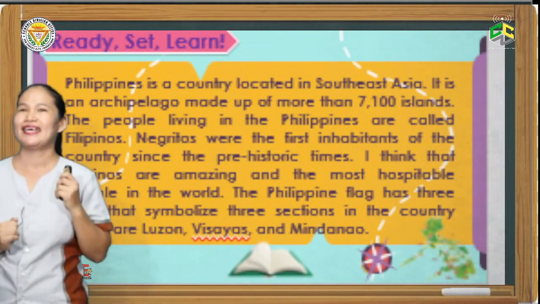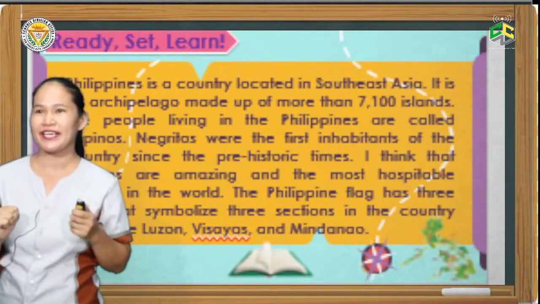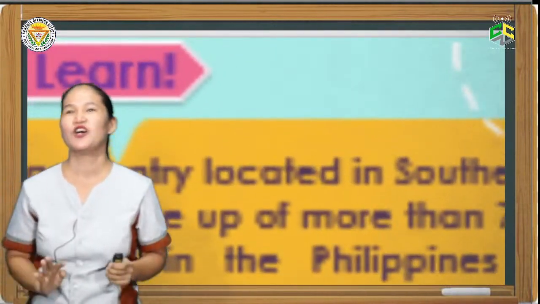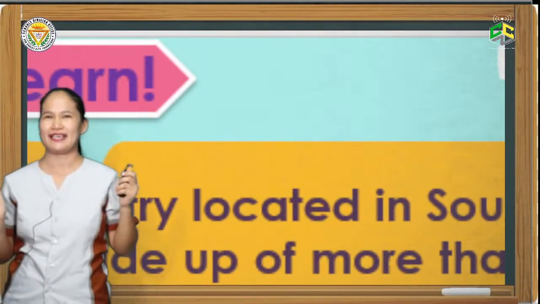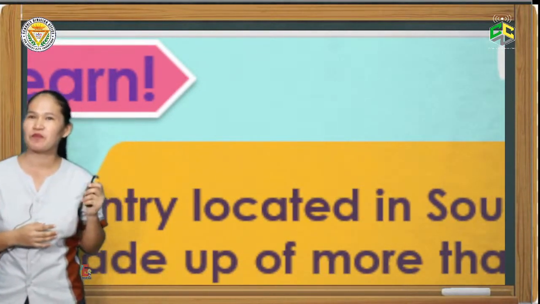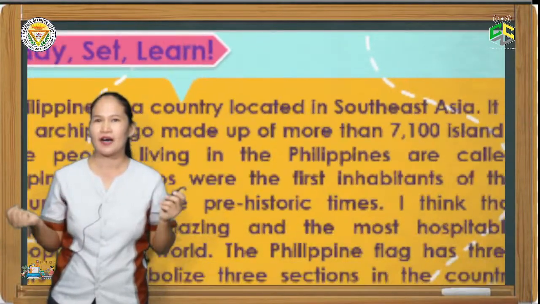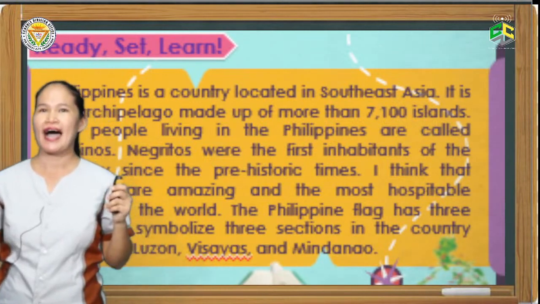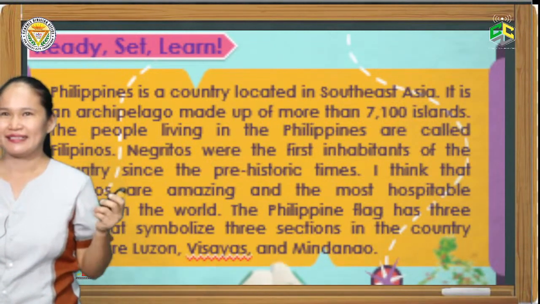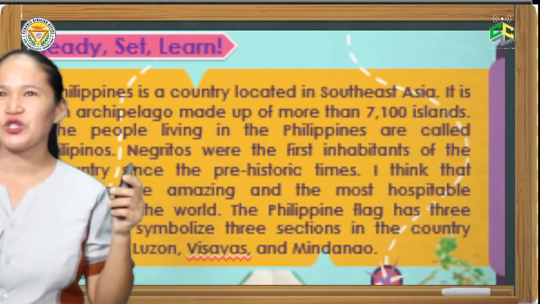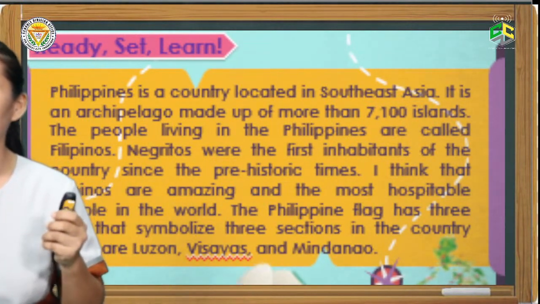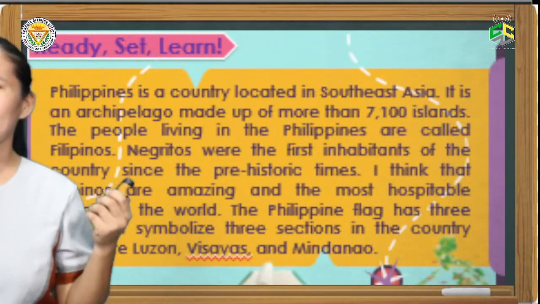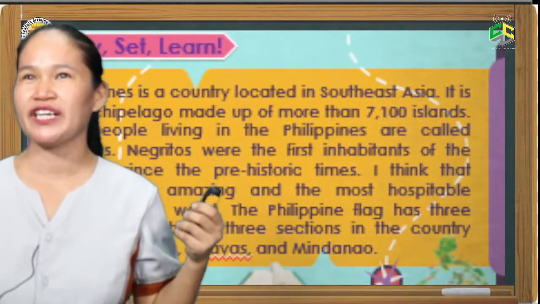Okay, let us help Maria to read the text. Come on and join me reading. Philippines is a country located in Southeast Asia. It is an archipelago made up of more than 7,100 islands. Yes, I want you to know that the people living in the Philippines are called Filipinos. Negritos were the first inhabitants of the country.